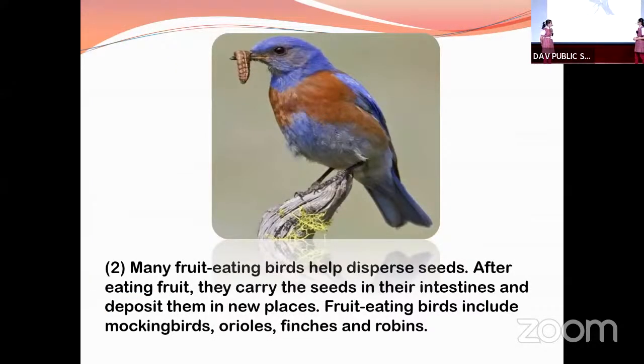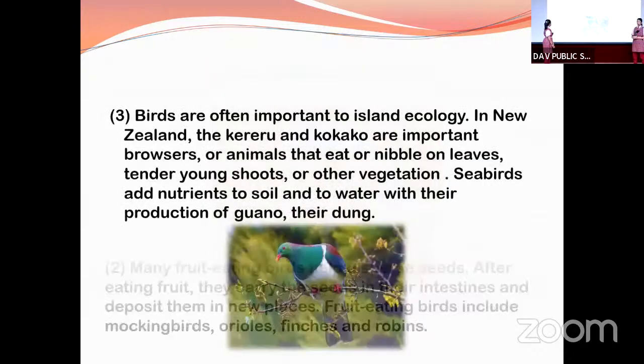Second point. Many fruit-eating birds help in dispersal of seeds. After eating fruit, they carry the seeds in their intestines and deposit them in new places. Fruit-eating birds include mockingbirds, orioles, finches, and robins.